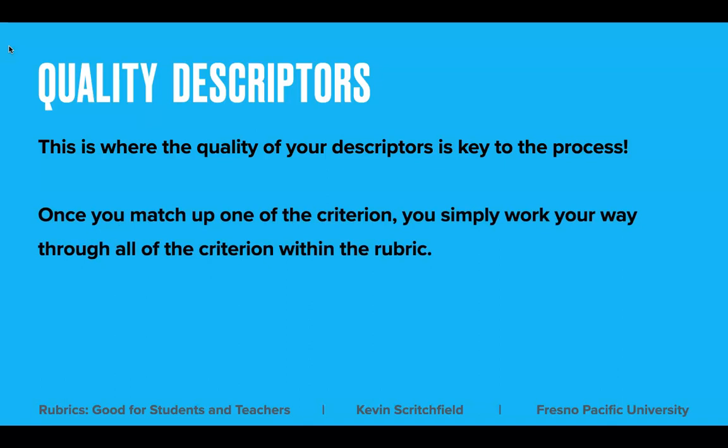Once you match up one of the criteria, so typically, and it may not always be this way, but typically the first criterion, you're looking for that as you are reading or viewing or participating in their submission. You're looking for where their presentation or performance meets the performance level within that criterion. And then you just work your way through the rubric, looking for each of the criteria that you have created within your rubric.